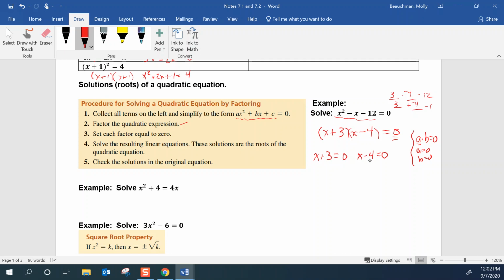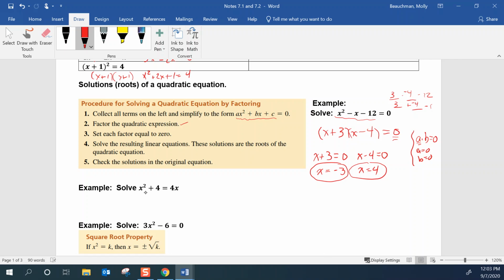So then we solve each linear equation. We end up with x equals -3 and x equals 4. So this quadratic has two solutions, -3 and 4. That means both of these will be solutions to this equation up on the top. So in general, a quadratic, if you have an x squared term as your highest power, can have as many as two solutions. So let's try a couple more examples of factoring.